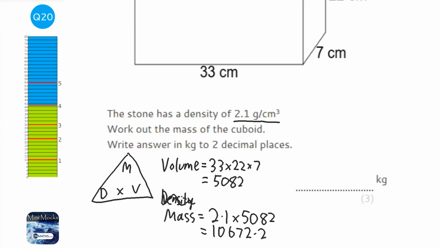10,672.2. Now check out the unit of mass in the density. It's grams per centimeters cubed. So that's going to be grams. Now be careful, because the answer is wanted in kilograms. So I'm going to divide that by 1,000 to get it in kilograms. And it says to 2 decimal places, so it's going to be 10.67.